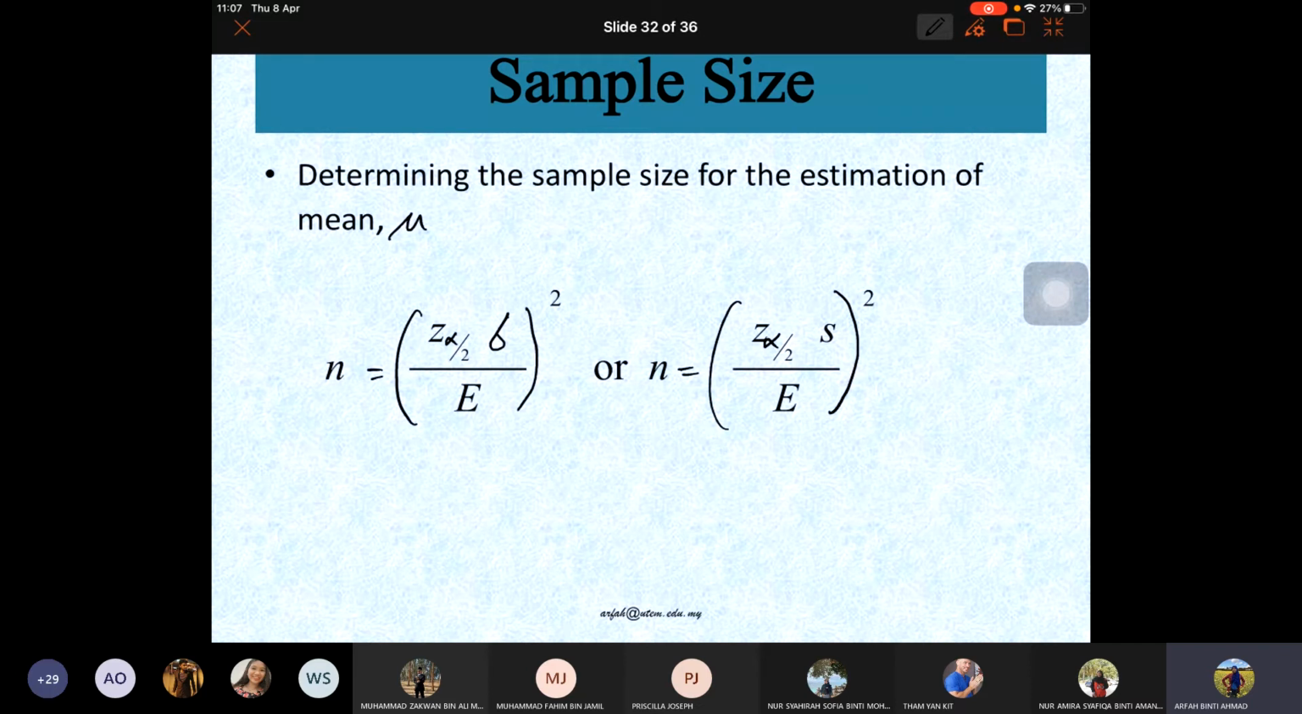Okay. So ini adalah macam mana nak kira dia punya sample size. So E adalah dia punya error term. Okay. So selalunya kita akan tetapkan berapa error yang kita nak. And then if you have determined how many error that you are interested, then only you can calculate the confidence interval, dia punya sample size. This is for the mean.